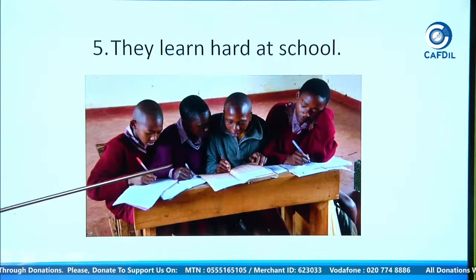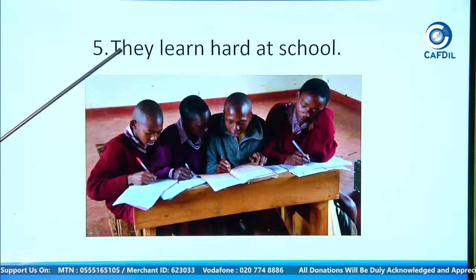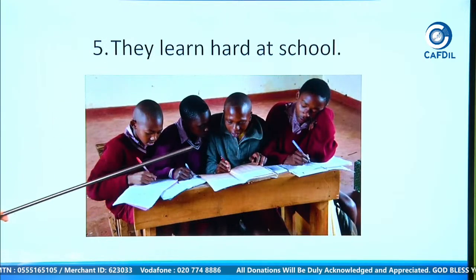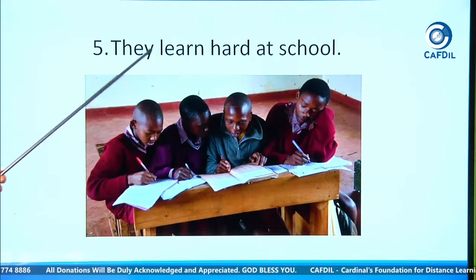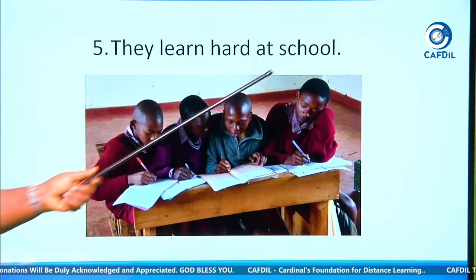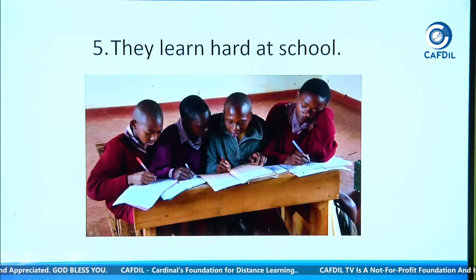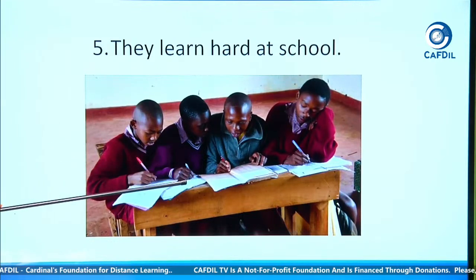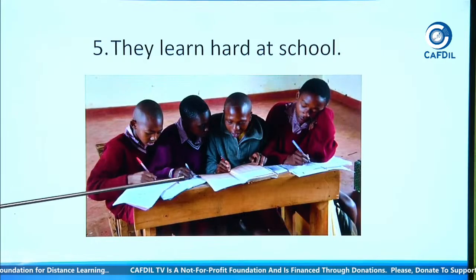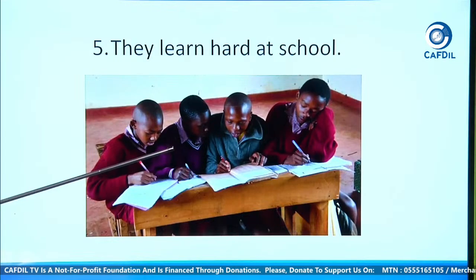Now, what do you think they are doing? Good. They are learning. So we're going to use they to describe what they are doing. Our sentence, a very simple one, reads, they learn hard at school. So you can see that they are all concentrating, paying attention to what is in the book. And that shows that they are learning very hard, just as you do at home.